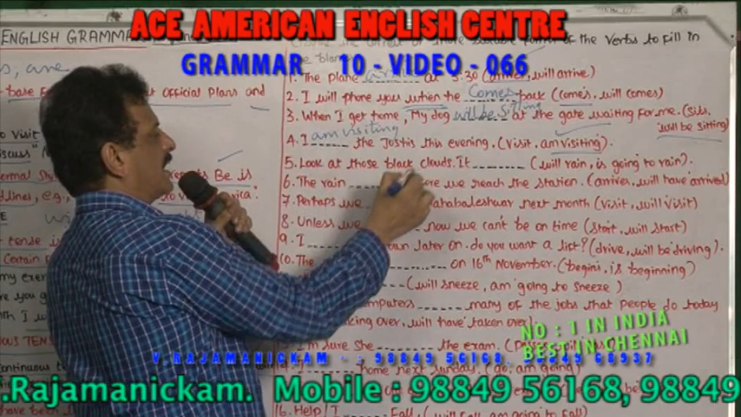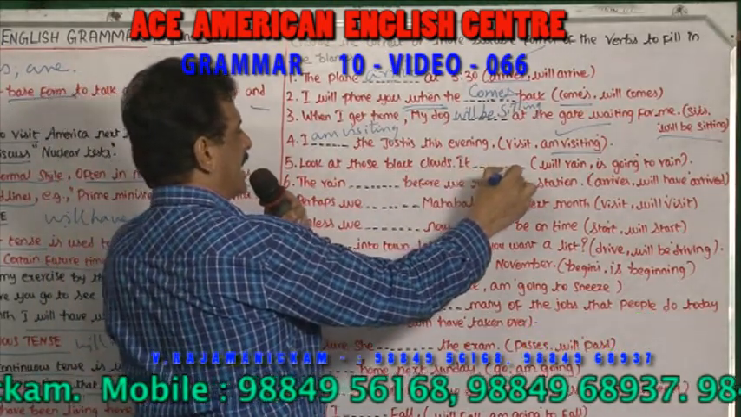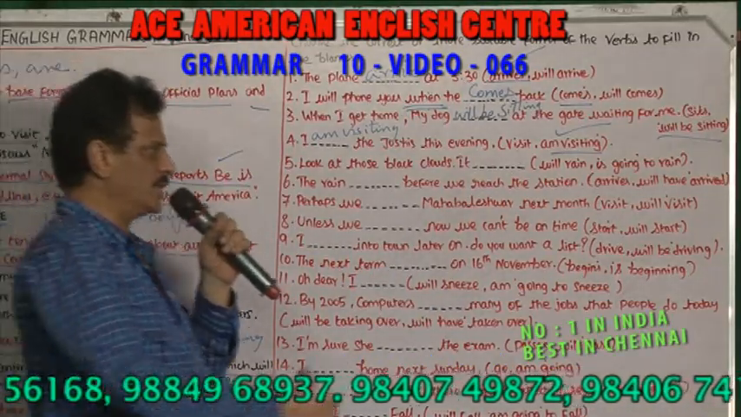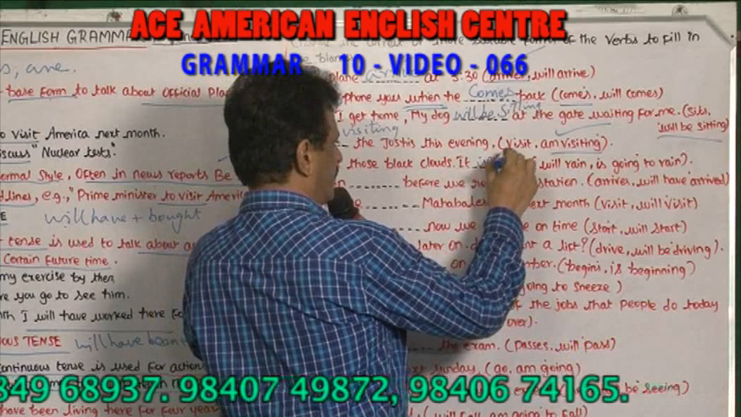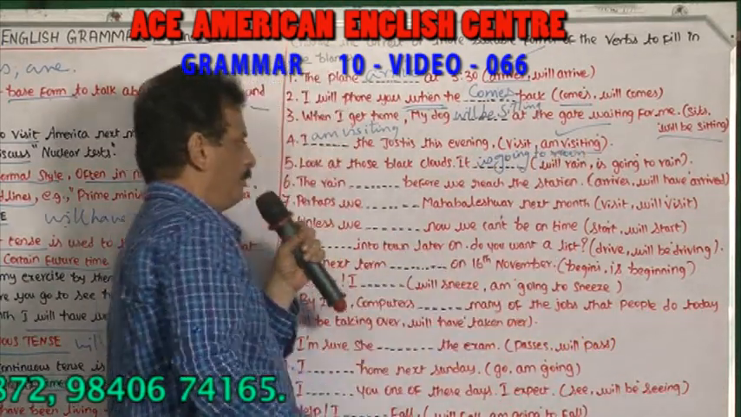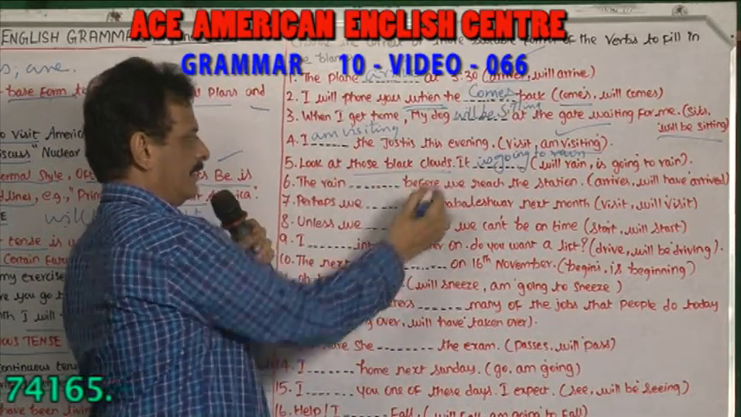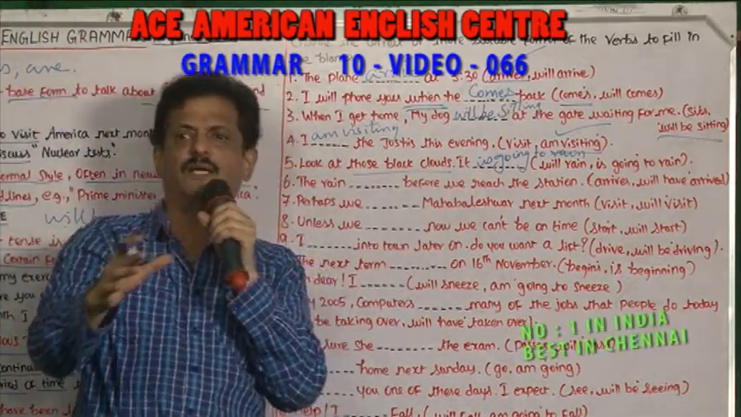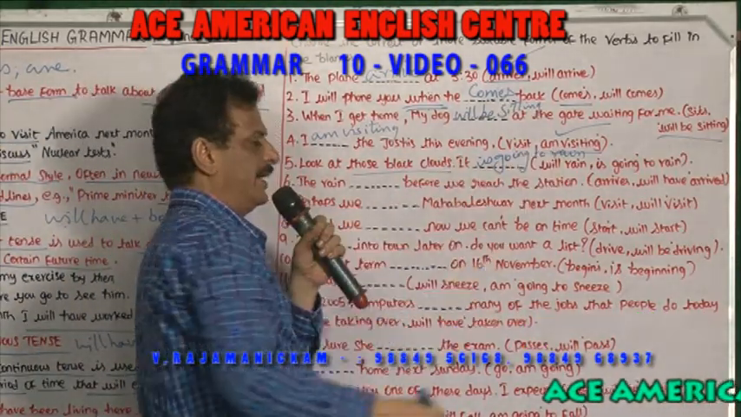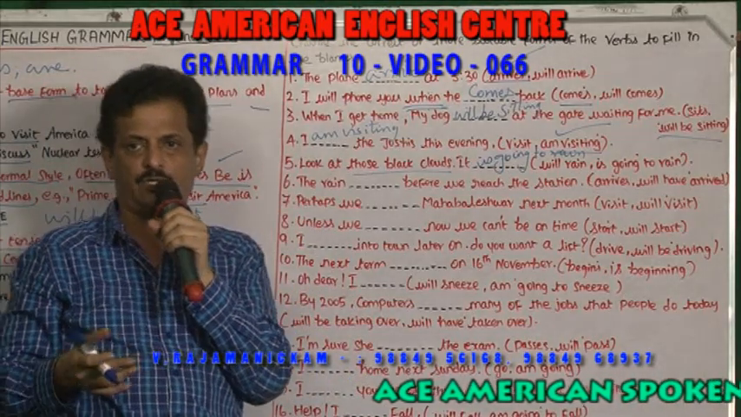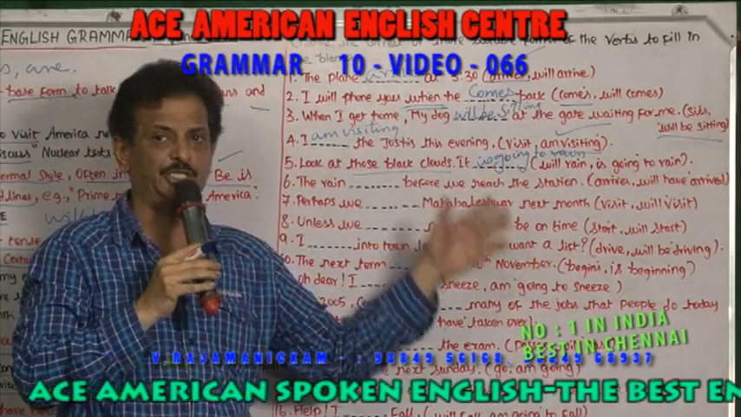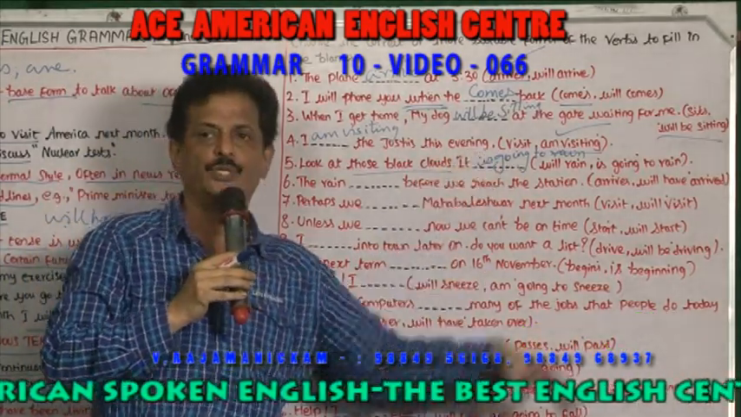Look at those black clouds. It dash is going to rain or it will rain. Why do you use it's going to rain? You need to give an explanation. Is going to rain, because of something. The cloud is cloudy because of something. Something is going to happen, that you are using. It is going to rain means it is immediately going to rain because of some other factor. Because of the cause, there is an effect that is going to happen immediately. There you are using is going to.